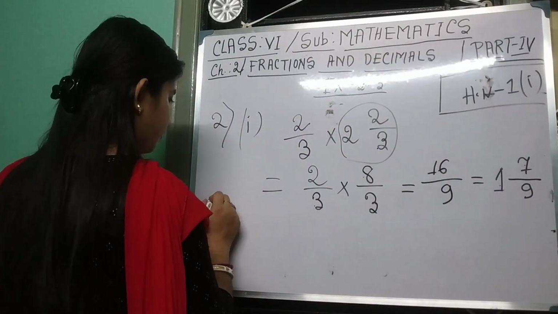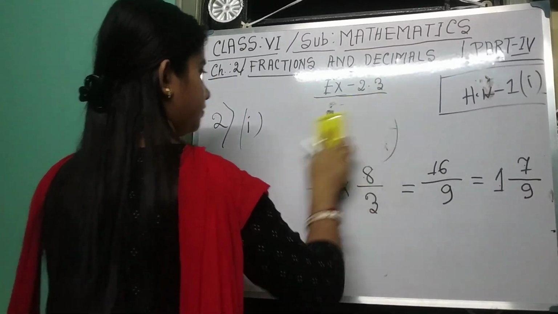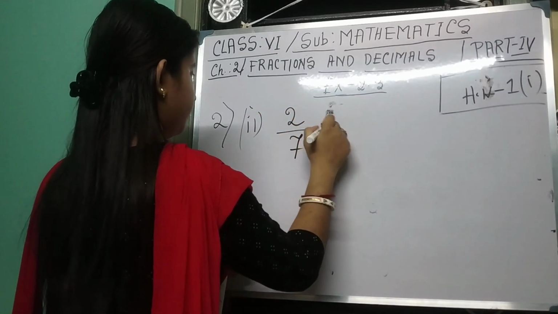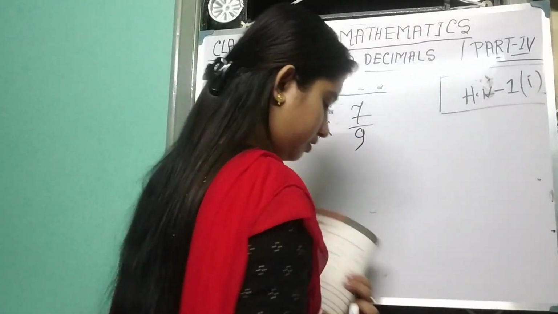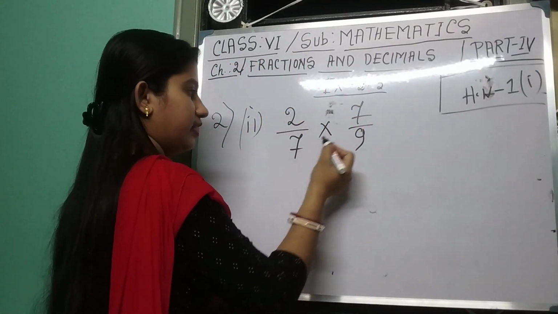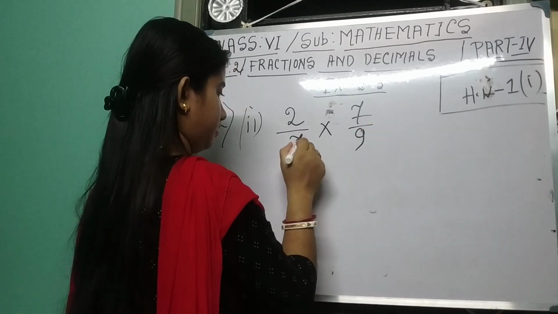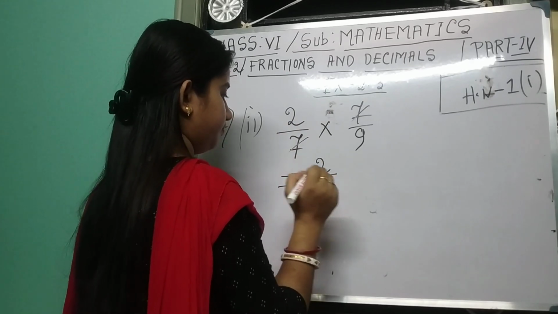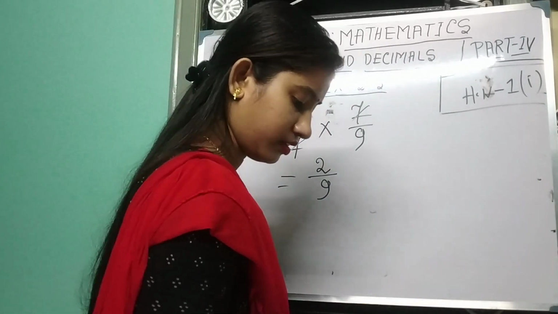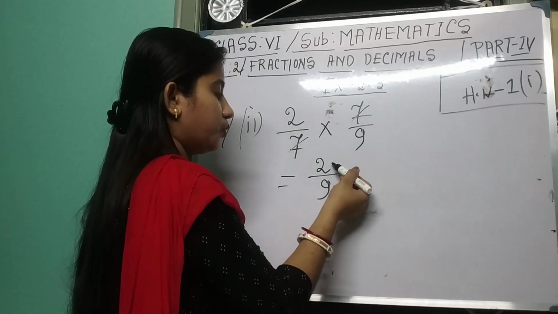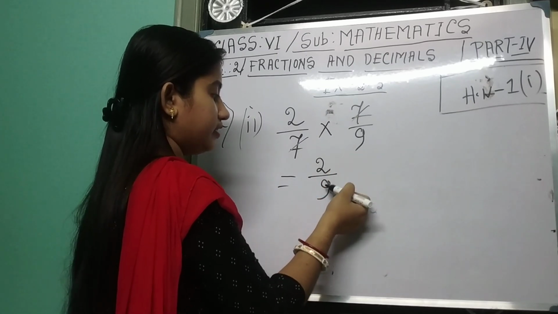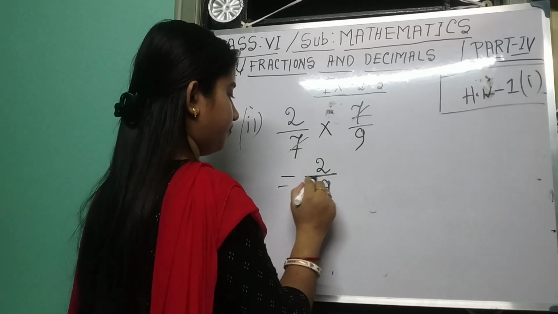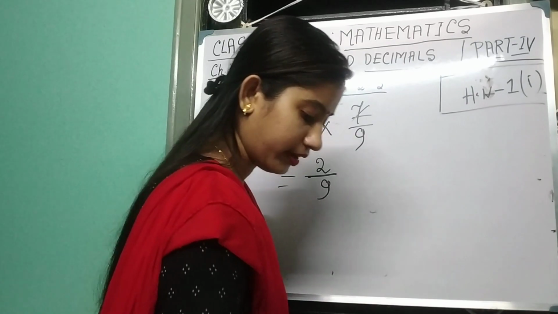Next, number 2: 2/7 times 7/9. Here we have 7 and 7, so first you simplify this. 7 and 7 cancel and we get 2/9. So this is the lowest form. And here 2 is the smaller number, 9 is larger than 2, so we do not write it as a mixed fraction. So this is the answer, 2/9.